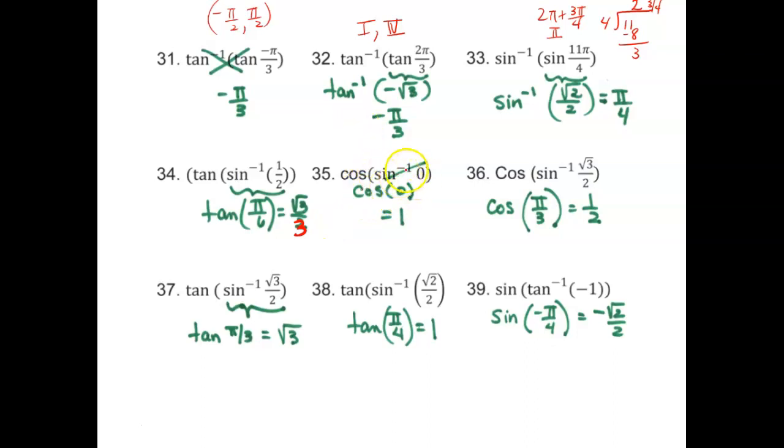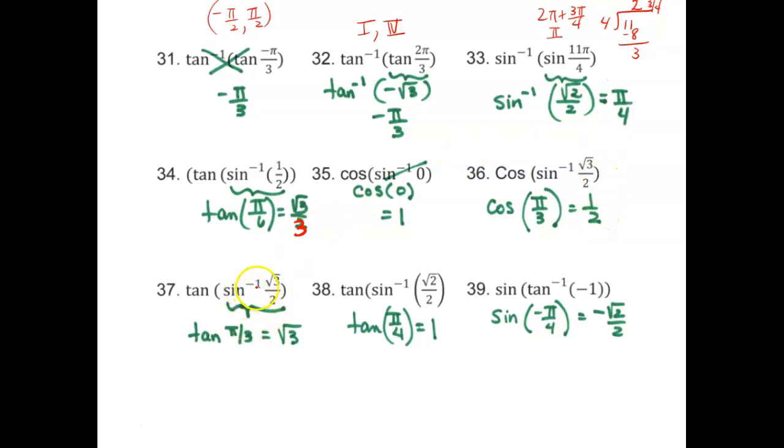Okay, here I need to find where is sine 0. Sine is 0 at 0, and the cosine of 0 is 1. Here I need to find where is sine square root of 3 over 2. So that's going to be at pi over 3. And the cosine of pi over 3 is 1/2.